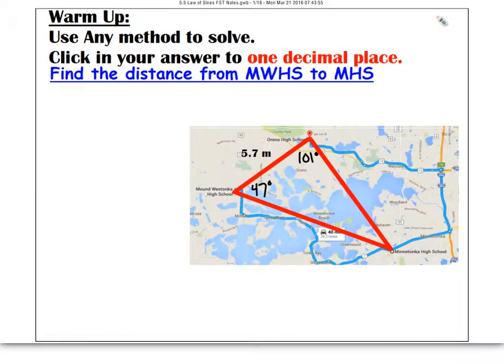And it's 5.7 miles. So the question is, they want us to find the distance from Mound Westonka High School to the Minnetonka High School. So that would be our unknown. So first thing, we can't use SOHCAHTOA because we don't have any right angles. So what we do know is the law of cosines.